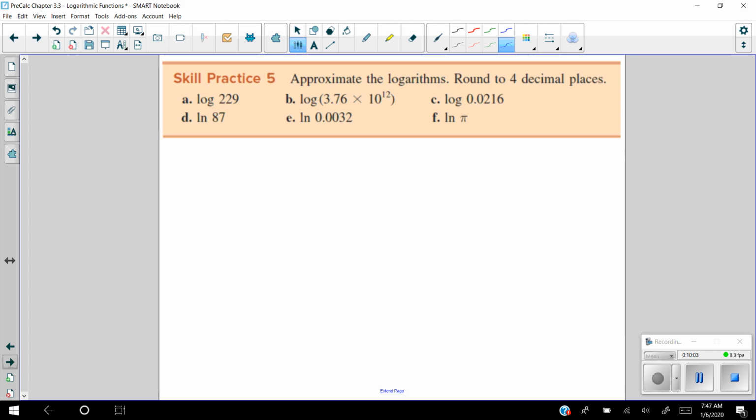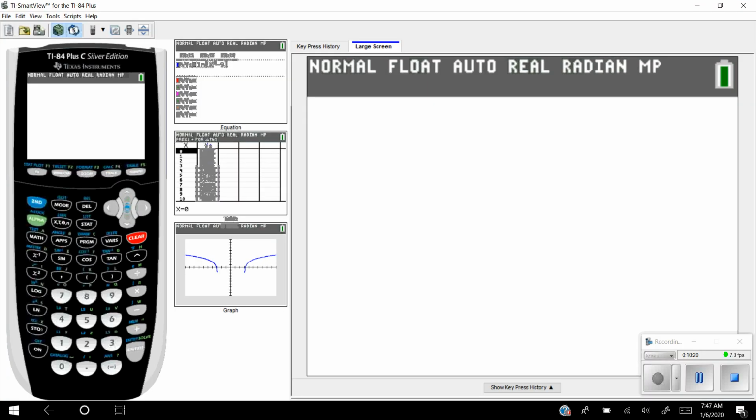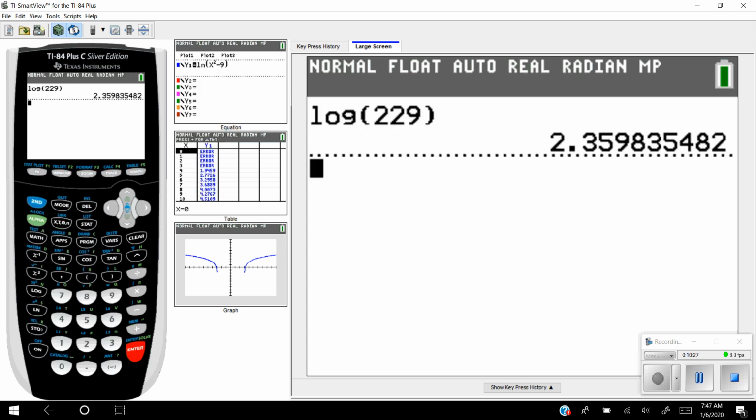Here we have some approximating, so you're going to actually just use your calculator to approximate to 4 decimal places. I will do 2 of them with you since these get kind of redundant, and you can do the rest on your own. So log of 229, I'll go to my calculator and I'll type in log of 229, close my parentheses. So again, this is a common log, so the base is 10. So this is essentially asking 10 to what power is 229.